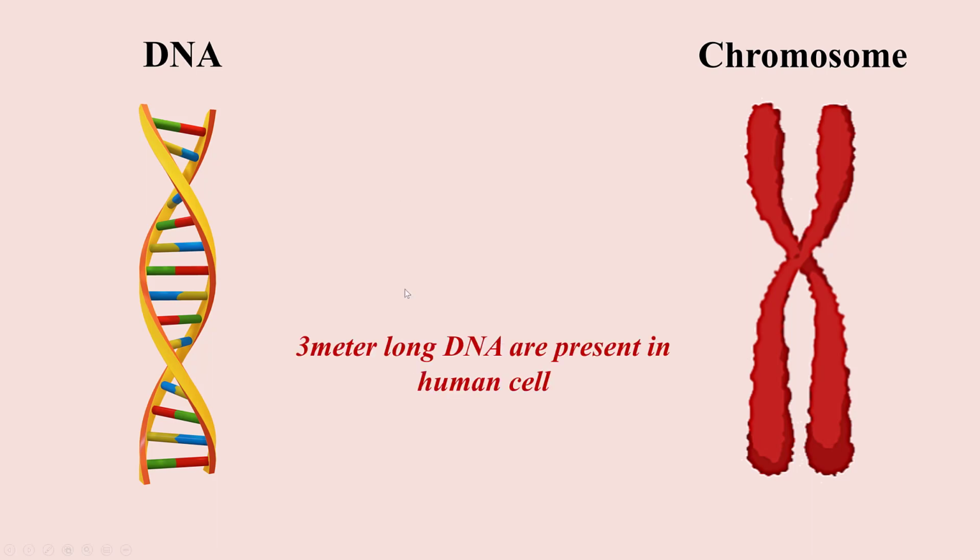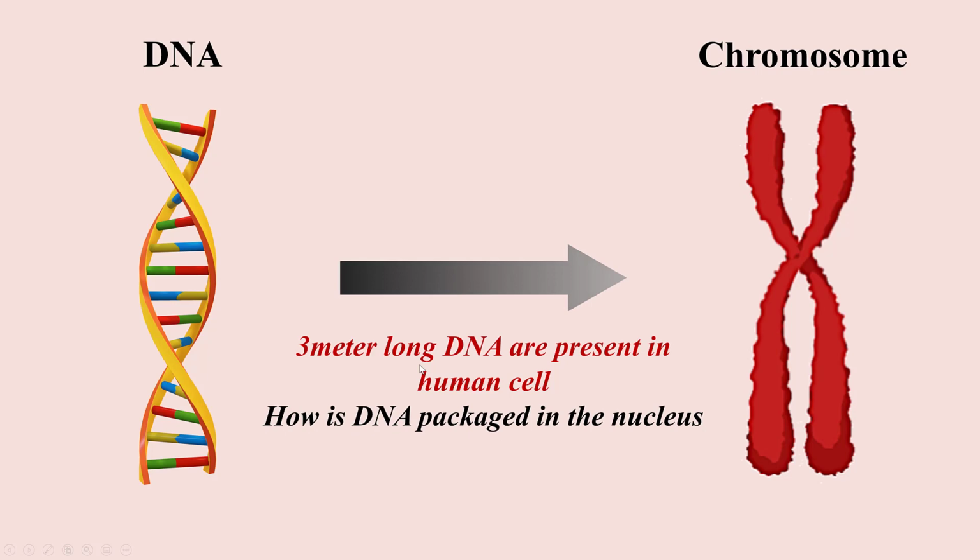You know that 3-meter long DNA is present inside a human cell. How is this 3-meter long DNA fitted in the nucleus? First, we must understand that DNA is not just floating around the nucleus in its raw form. So how is DNA converted into chromosomal structure? That we will learn in this video. So stay tuned and continue to watch this video.